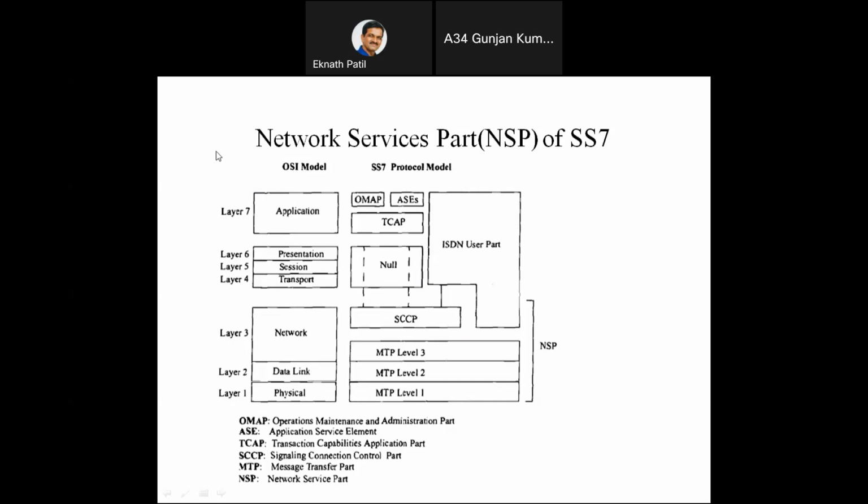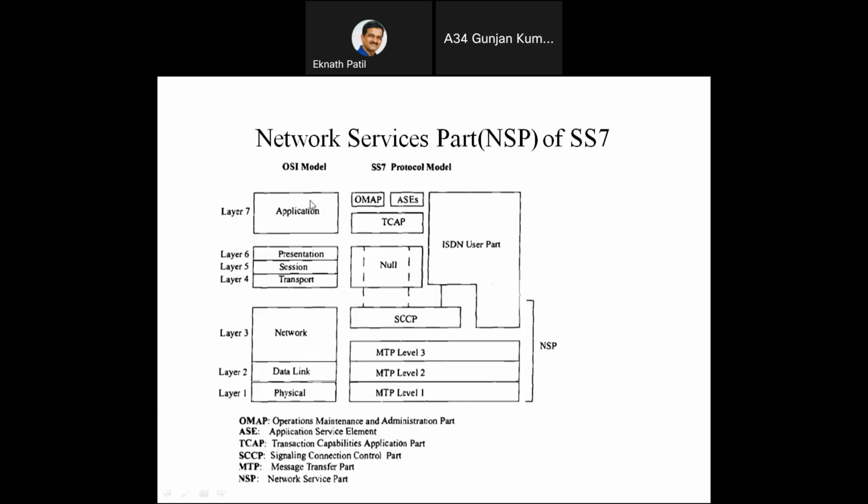Network Service Part, NSP, of SS7. They are shown here, how the signaling is taking place in the network service part, from the application layer to whatever the physical layer is there. OMAP is the operation, maintenance, and administration part. ASE is the application service element. TCAP is the transaction capability application part. SCCP is the signaling connection control part. MTP is the message transfer part. And NSP is the network service part. These are connected with the NSP.